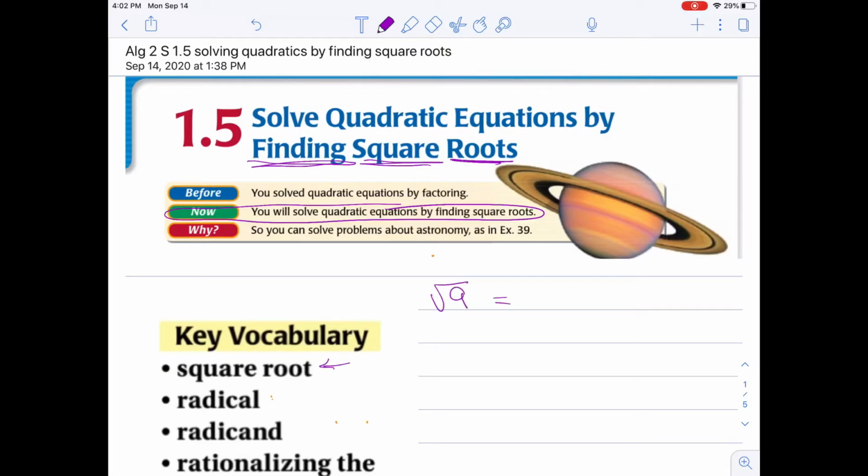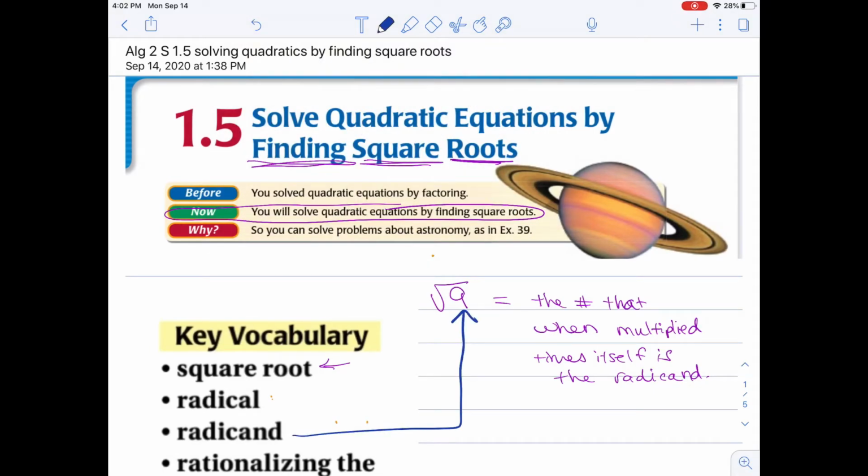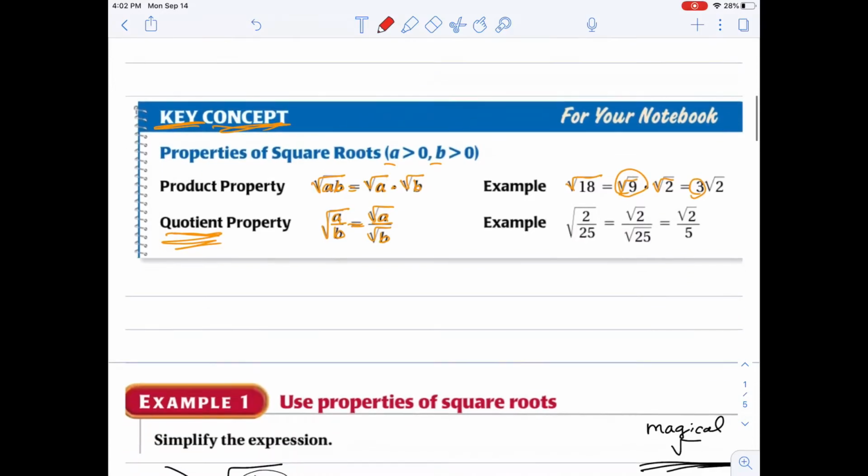Now keep in mind, if I said find the square root of 9, we know the square root of a number is the number that, when multiplied times itself, gives you the original. The number inside the root is what's called the radicand. So this number 9 is the radicand. And the radical is this part right here, which is the symbol of a root.